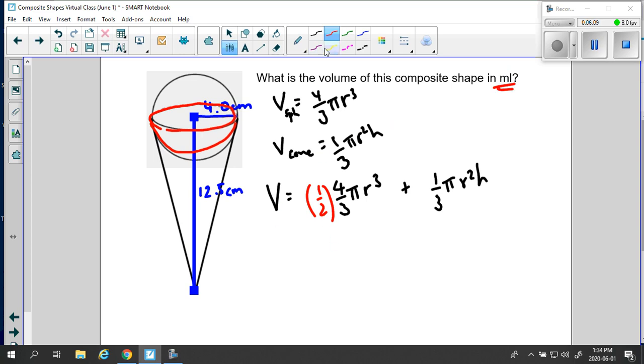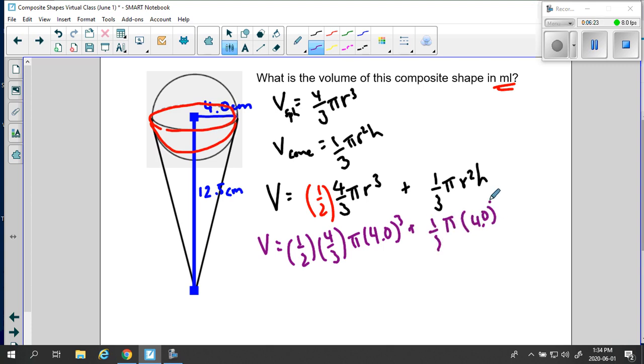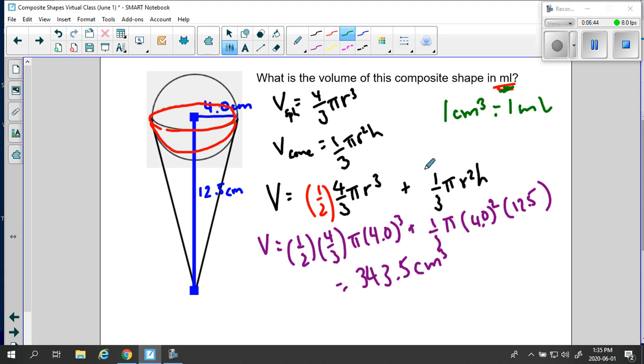So I'll go ahead and plug this in. So 1/2, 4/3 pi, and the radius is 4 cubed plus 1/3 pi 4 squared times 12.5. So 0.5, if you type it correctly, I'm getting 343.5 centimeters cubed. So what you're expected to know to convert this to milliliters is that 1 centimeter cubed is equal to 1 milliliter. So you could literally just change this to say milliliters.